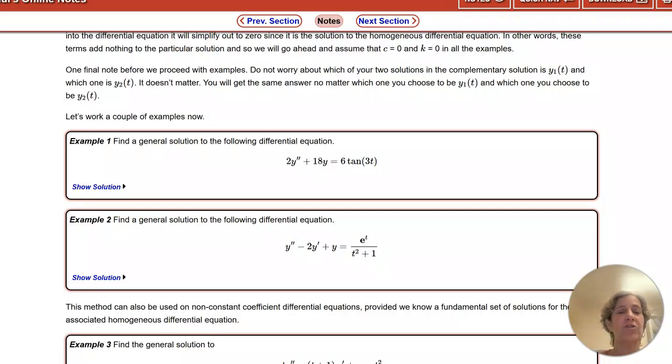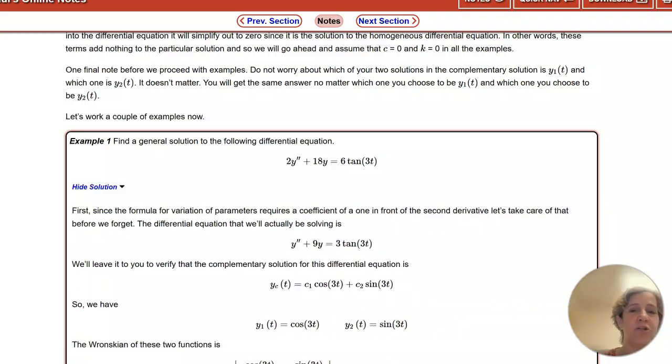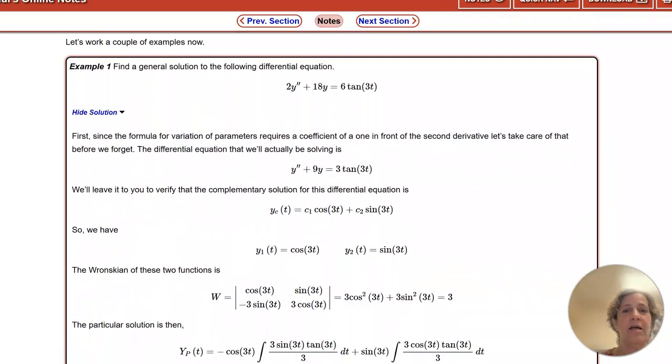To find y1 and y2, I would need to solve the homogeneous equation. I'm going to get imaginary numbers, and I'm going to leave it to you to verify that. You should pause the video and make sure you know how to do that. Again, the setup was r squared plus 9, sorry, not 9r because that's just y. So r squared plus 9 equals 0, which would give us r is plus or minus 3i.